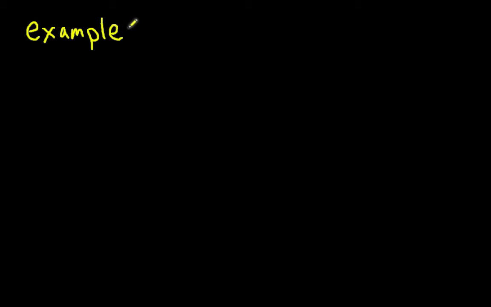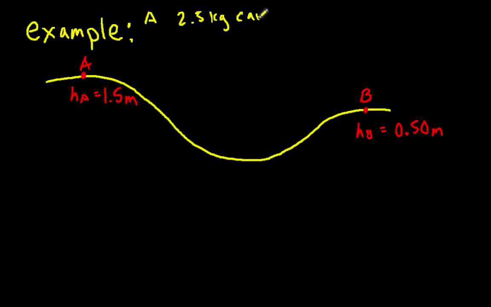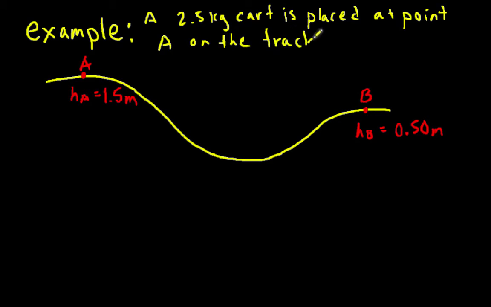Here's an example that uses numbers and allows you to calculate the speed at a different point. Here's another roller coaster track. We're going to call point A having a height of 1.5 meters, and point B, HB, has a height of 0.5 meters. A 2.5 kilogram cart is placed at point A on the track shown below. How fast is it going at point B?